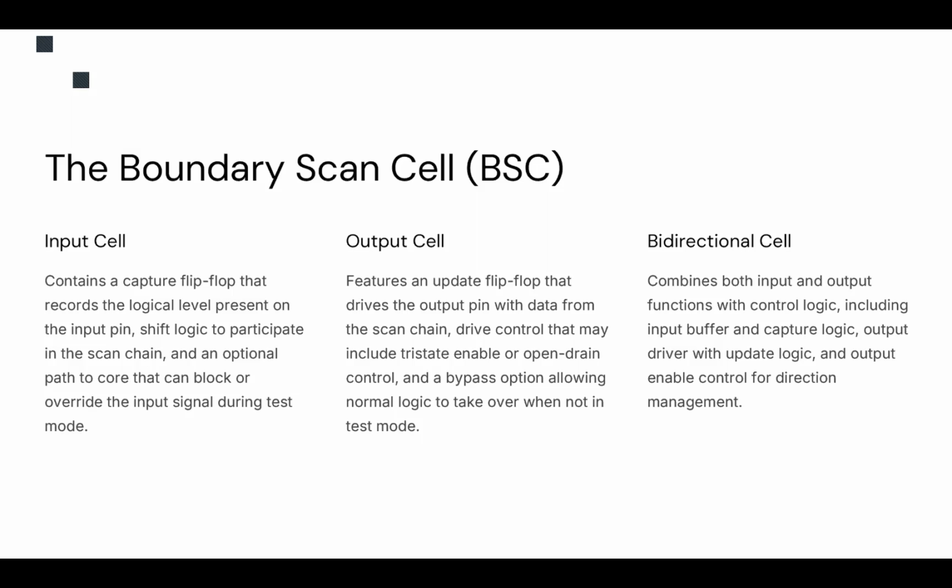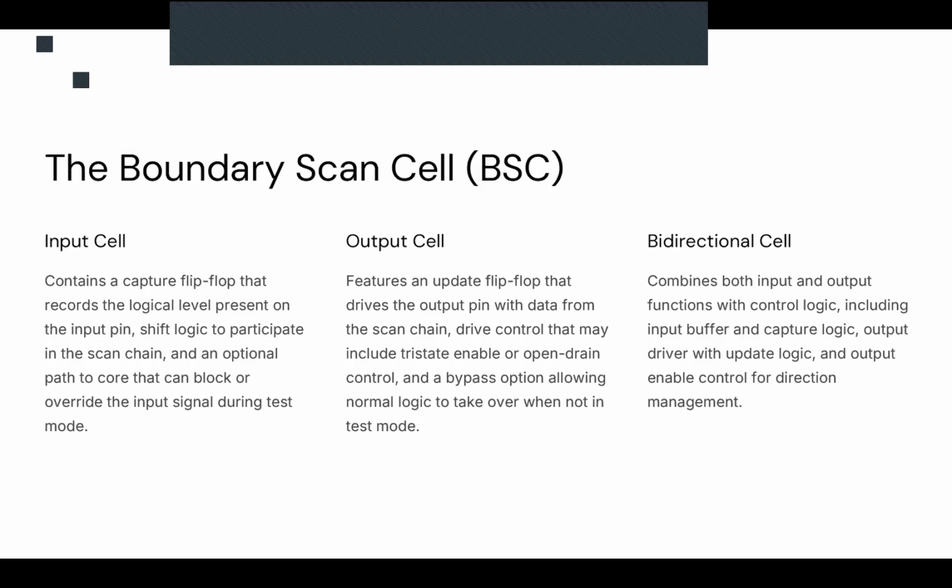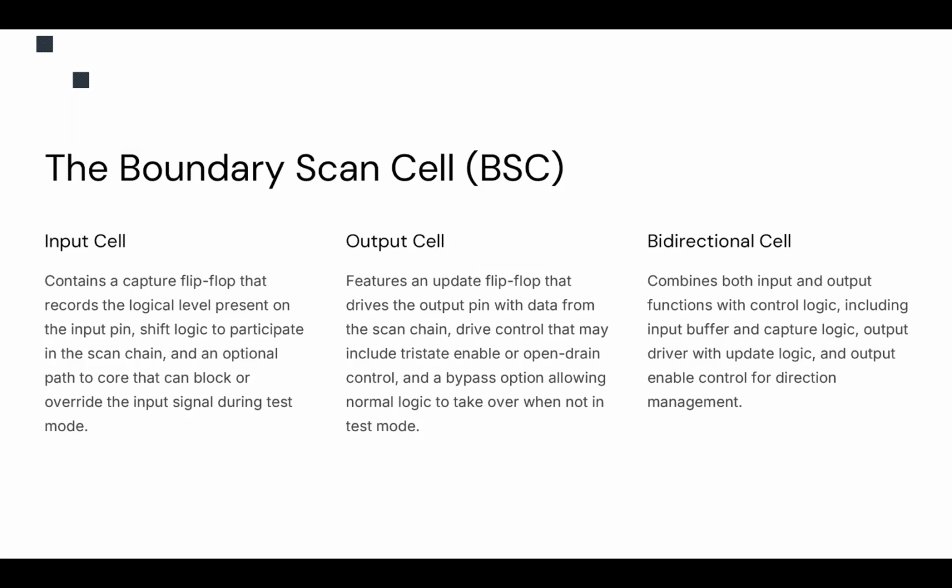We have output cells, which again sit between the core logic output and the output pins, and which can bypass the output signals coming directly from the core logic. When the system is in normal mode, the signals come from the core logic, and in test mode, these scan cells take over and force the output pins to a specific logic level, those test vectors that we're talking about. So we can have controlled test patterns applied to those output pins.